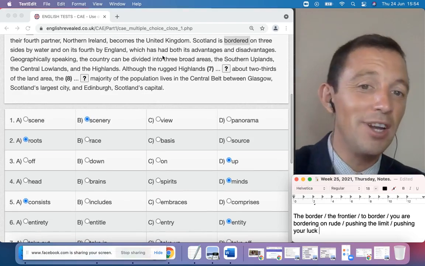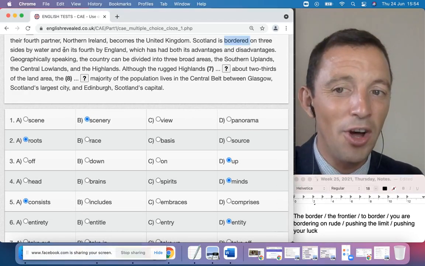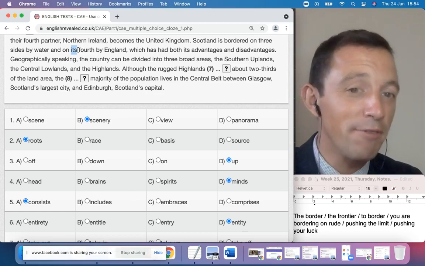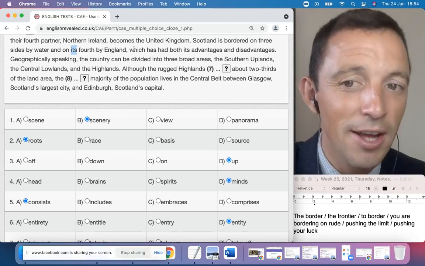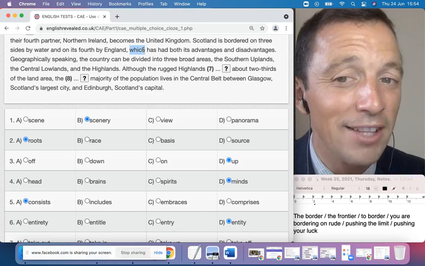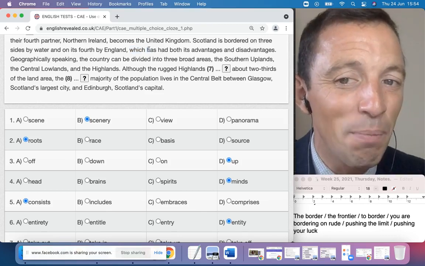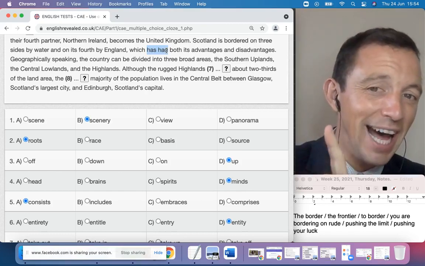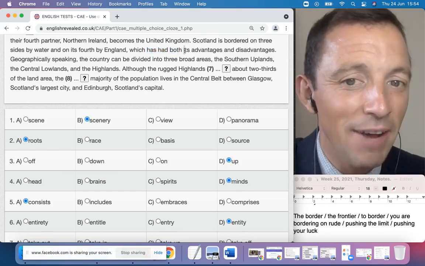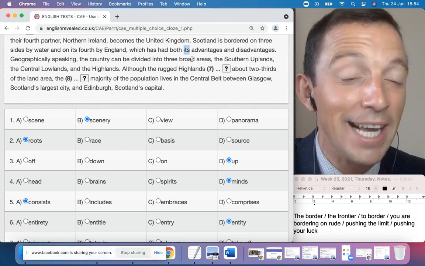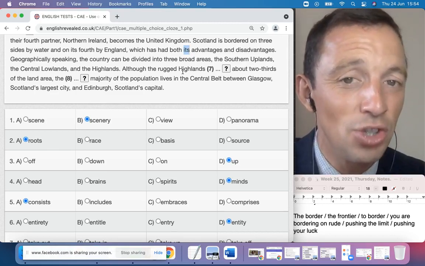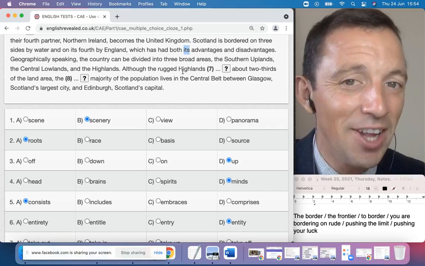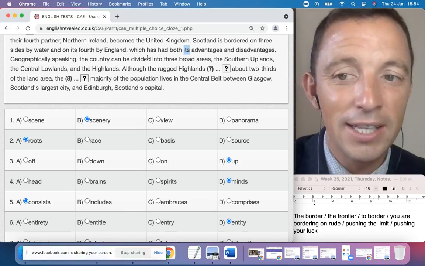So in this situation, Scotland is bordered on 3 sides by water, and on its fourth, so this is the possession, my first, my second, your first, etc., by England, which, that's the relative pronoun, has had, that's the present perfect. Remember, has had, present perfect, past perfect, had, both its advantages and disadvantages. Okay, again, possessive adjective, my advantages, your advantages, but because it's the country, in English we say its and not his, not hers. No, advantages and disadvantages.